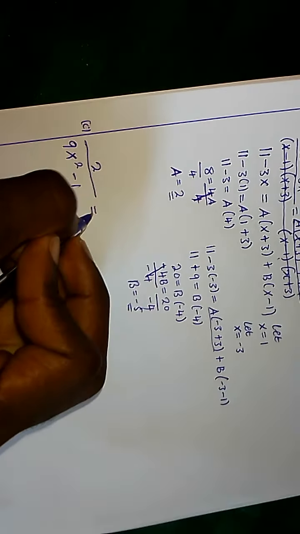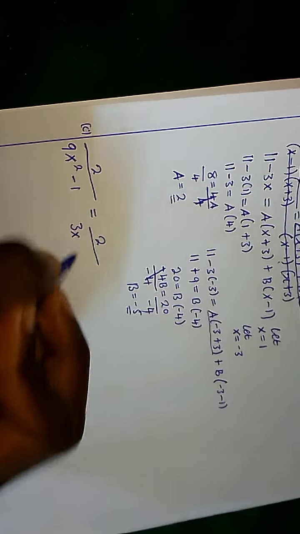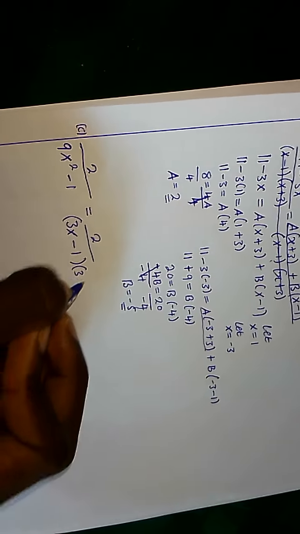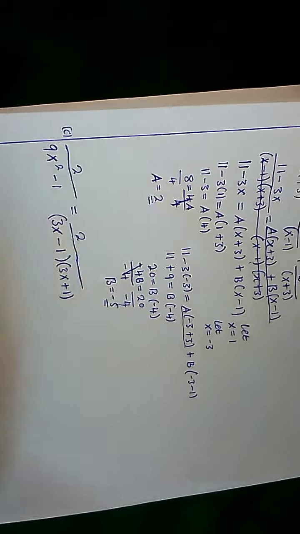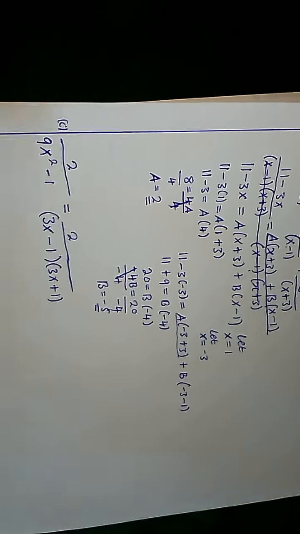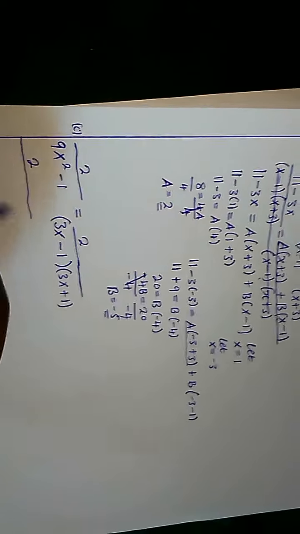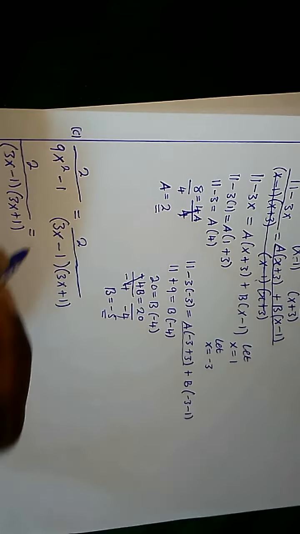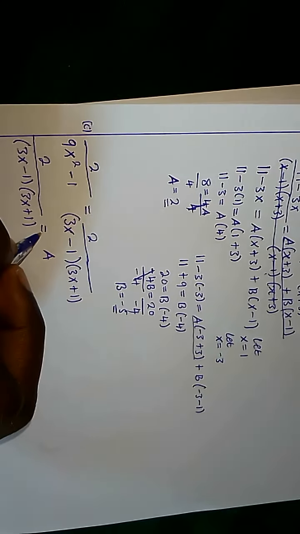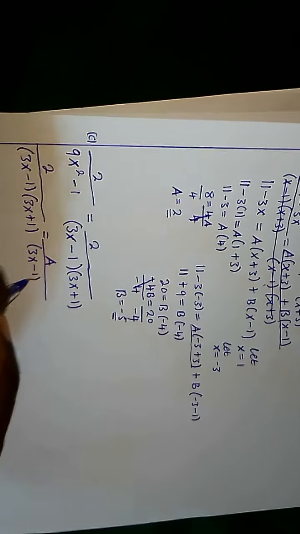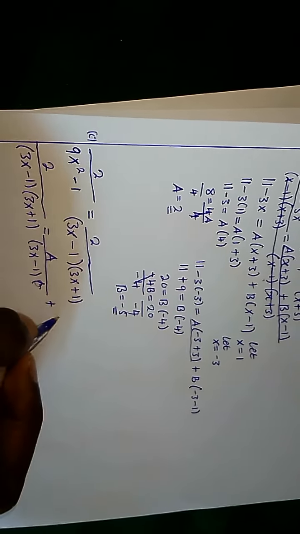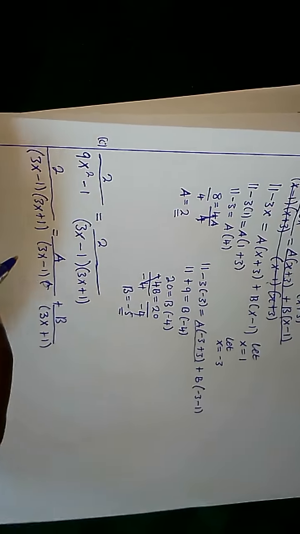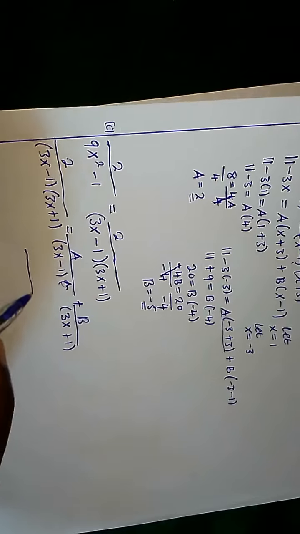this is just the same as 2 over 3x minus 1, 3x plus 1, like this. Is it true? Yes. Okay. Now we have 2 over 3x minus 1, 3x plus 1 equal to the same concept, a over 3x minus 1, like this. Then we say plus b over 3x plus 1.